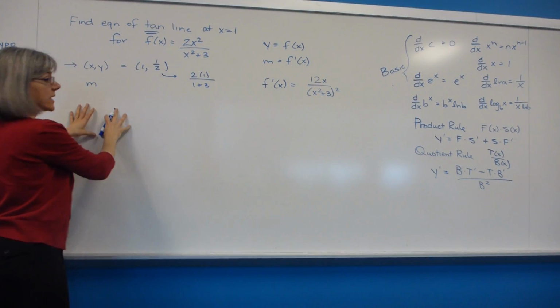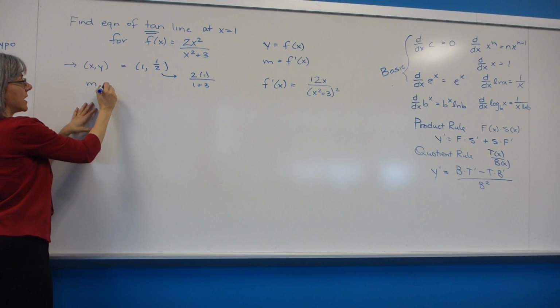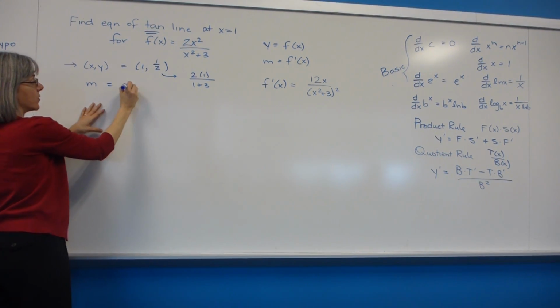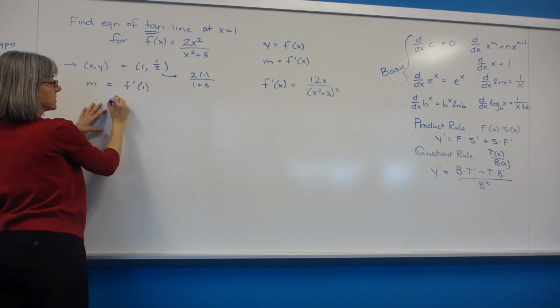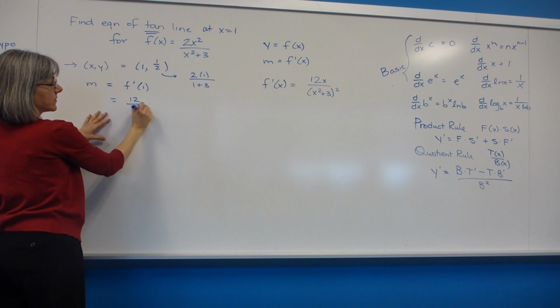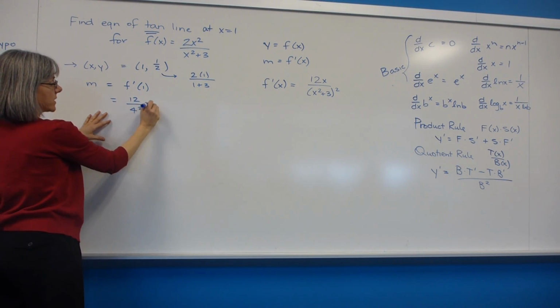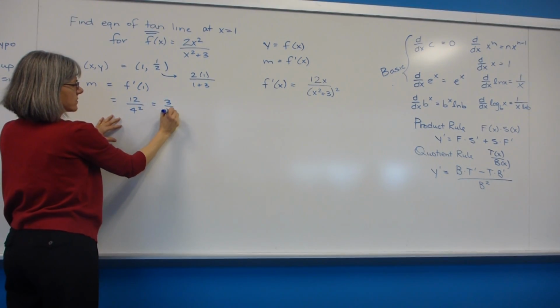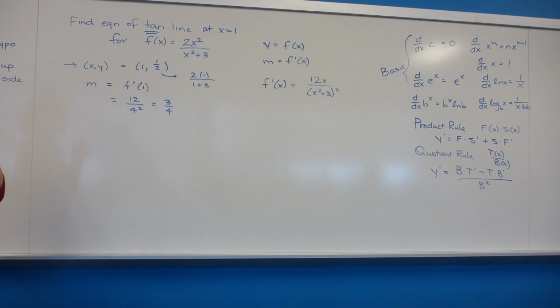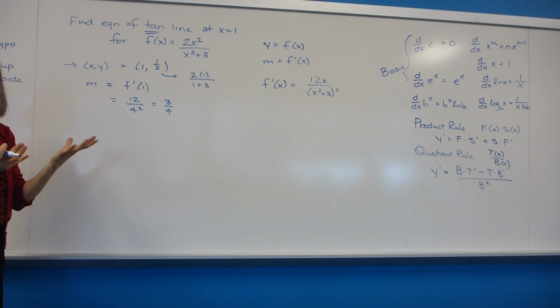All right, so now what do I know? I have my point. I get my slope from plugging in there. So I want f prime of 1. So 12 over 4 squared, 12 over 16, 3/4. Did I do that right? I think so. So now how do we put these together?